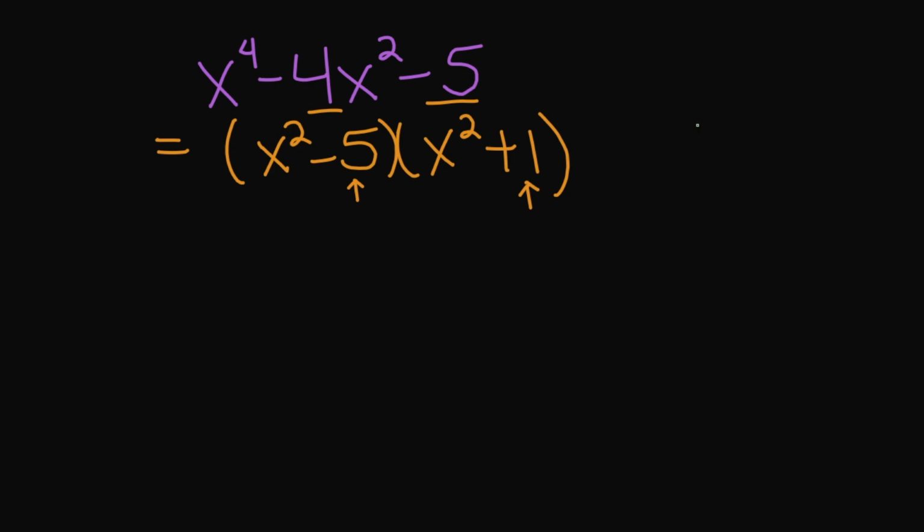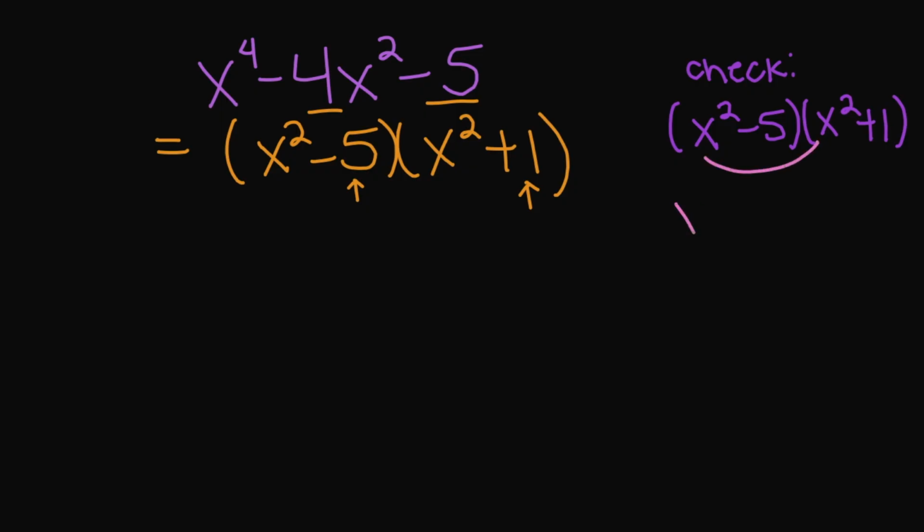Now, let's say we were checking our work. This is how you would check your answer. X squared minus 5, and then x squared plus 1. So let's go ahead and solve to see. X squared times x squared is going to be x to the 4th. X squared times 1 is a positive 1x squared. Negative 5 times x squared is negative 5x squared. And then negative 5 times 1 is going to be negative 5. So now we're going to combine like terms. X to the 4th.